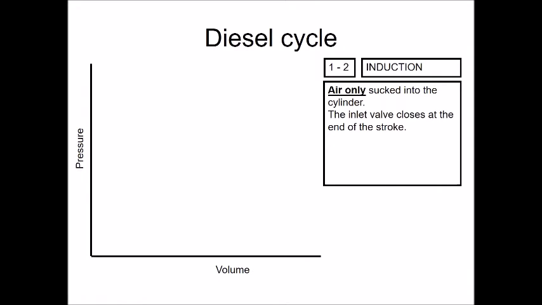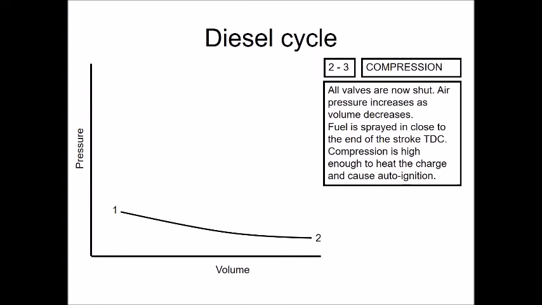So it's the same thing really, but what we need to understand is there's a couple of subtly different things going on. So traditionally, in the case of the diesel cycle, 1 to 2 is induction, just as we've seen before. Same thing, increase in volume, decrease in pressure as the piston sucks in the air only. Inlet valve closes, and then off we go with the compression stroke. So the valves all close, the air pressure increases, volume decreases, and just as it's starting to happen, we then spray the diesel fuel directly into the cylinder.